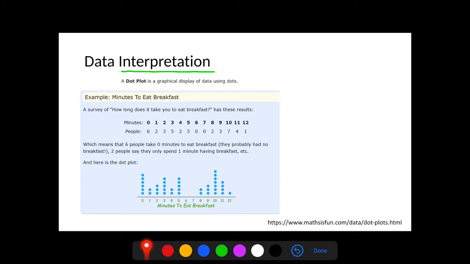So 7 people took 10 minutes to eat breakfast. So at 10 minutes, there's 1, 2, 3, 4, 5, 6, 7. We could work on asking questions about this. We could say, read the data: how many people spent 10 minutes? 7 people. We could read between the data.